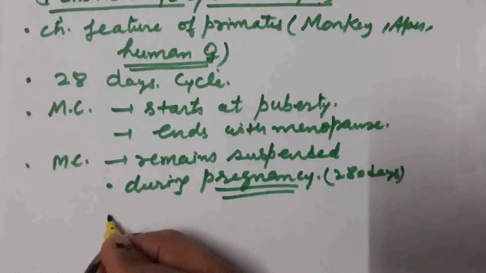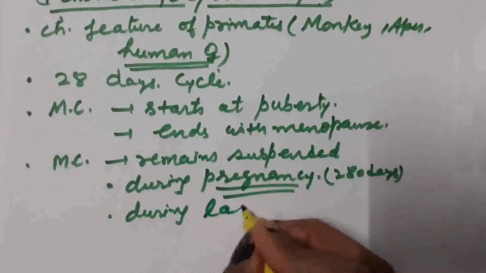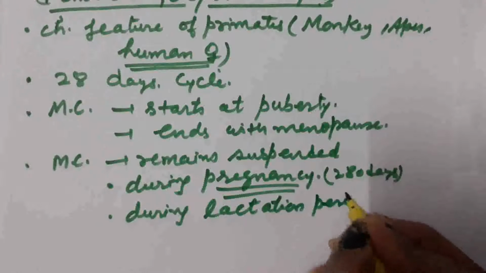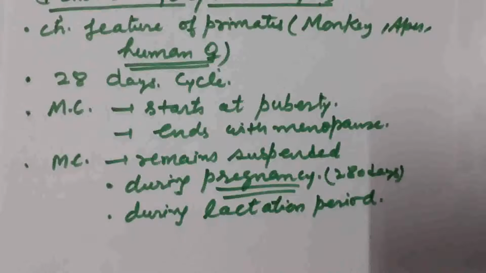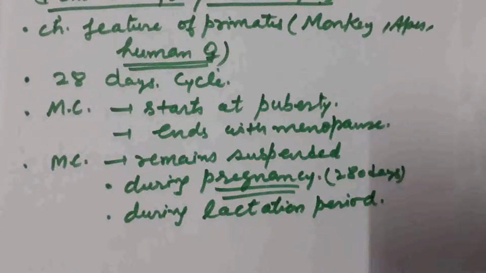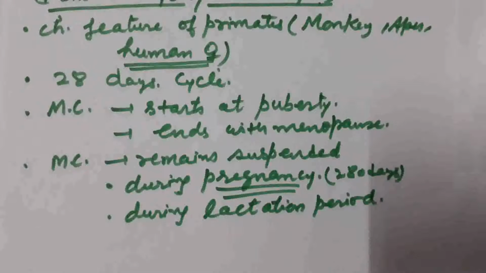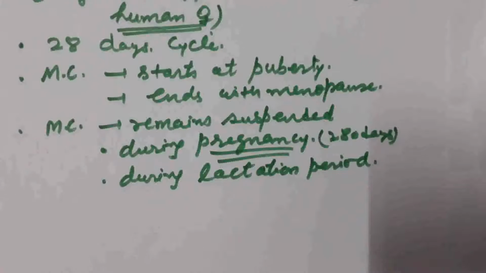It also remains suspended during the lactation period. Lactation period is after parturition or childbirth. The newly born child takes feed from the mother's body. This is known as the lactation period. So at that time, the menstrual cycle does not work. It remains suspended.